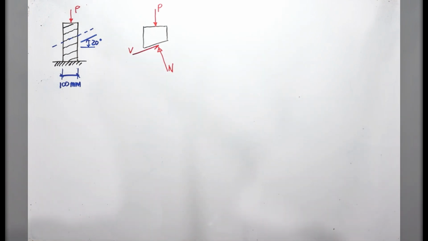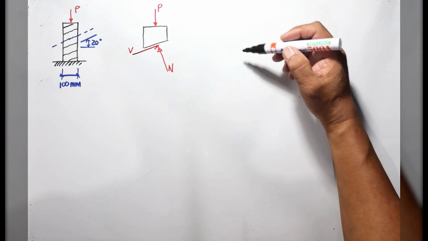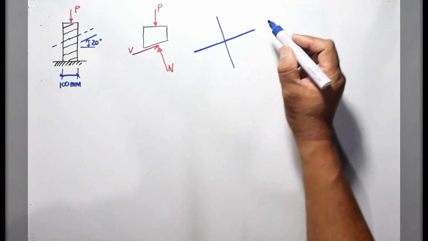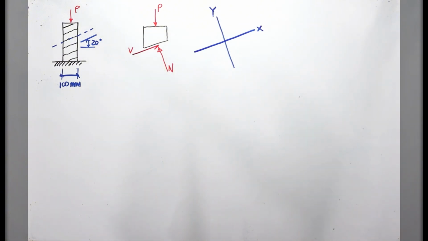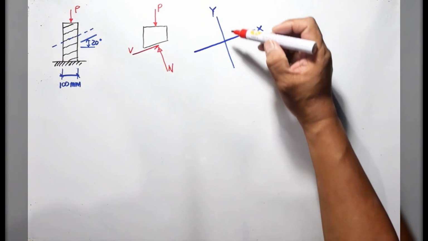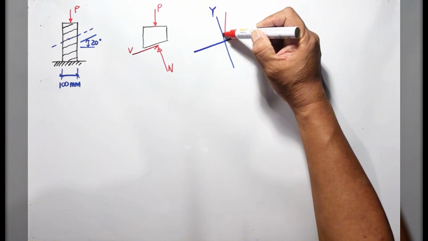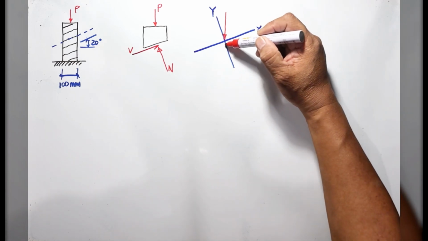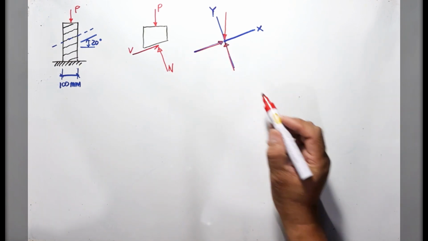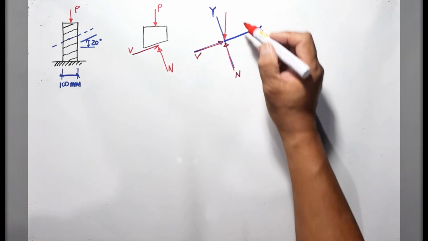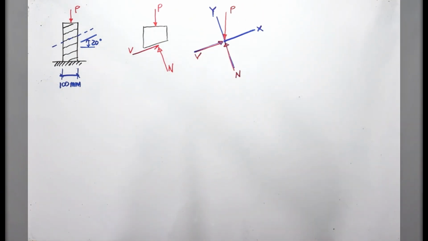And so looking at the free body diagram, we can see that V and N are perpendicular to each other, so it's better if we are going to rotate the axis like this. So this will be our rotated x-axis and this will be our rotated y-axis, and then our external load P will be this one, and our normal force here, and the shear force here. So this is the shear force, the normal force, and the external load P.